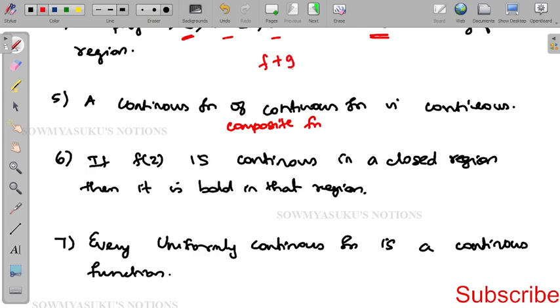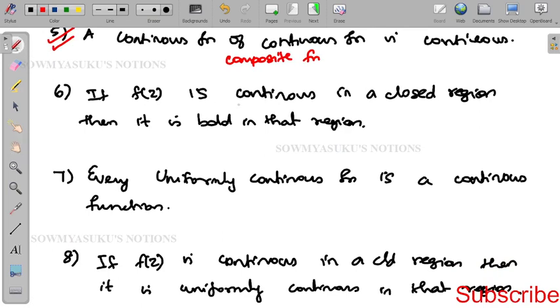Then f minus g is also continuous. Then f into g is continuous. Then f divided by g, with g not equal to 0, is also continuous. Together with the composite function, it is also continuous. So in short, a continuous function of a continuous function is also continuous.